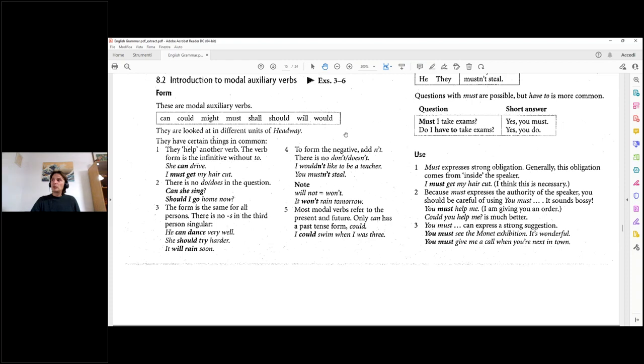Must ne abbiamo appena parlato. Shall, shall è un futuro come will. Should, dovrei, quindi could, potrei, should, dovrei. Will è il futuro come shall and will. Will è usato per fare il futuro semplice, no? Simple future. Would è il condizionale vorrei, no? Ok.